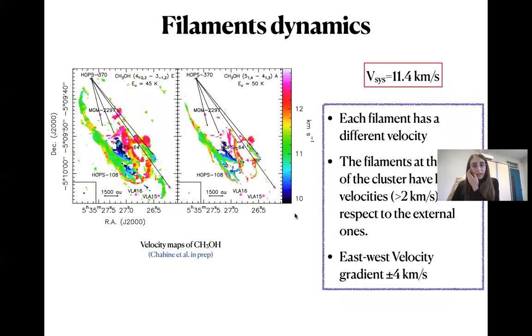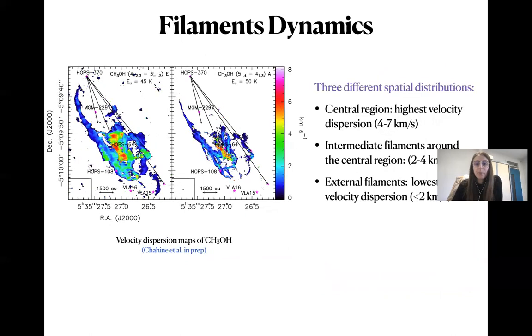So concerning the dynamics of the filaments, here I show the moment one or velocity maps of methanol. We could see that each filament is characterized by a different velocity, where we see that the higher blue shifted and red shifted velocities are located at the filaments at the center of the protocluster. And we could also observe the east-west velocity gradient of almost 4 kilometers per second.